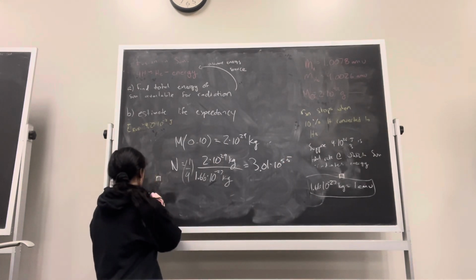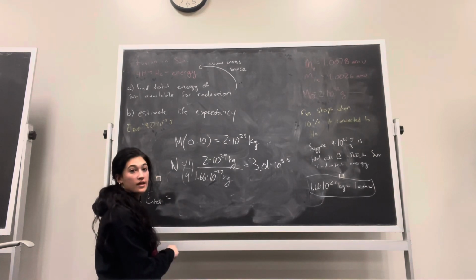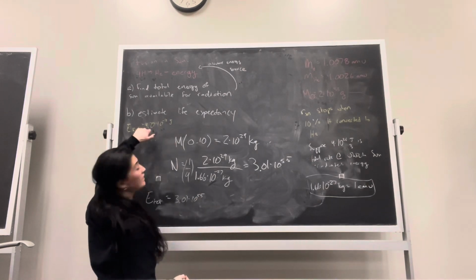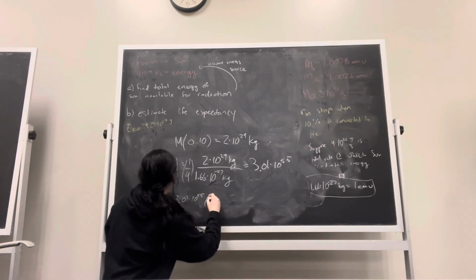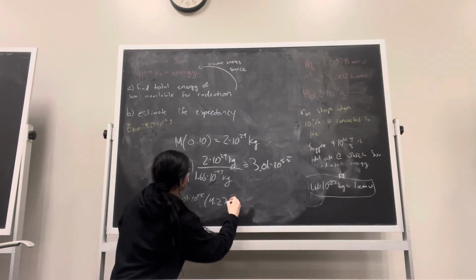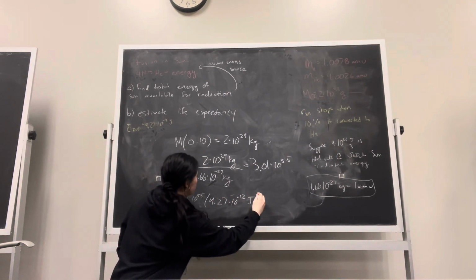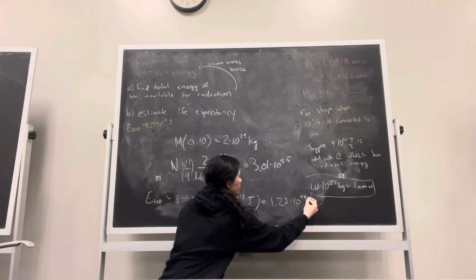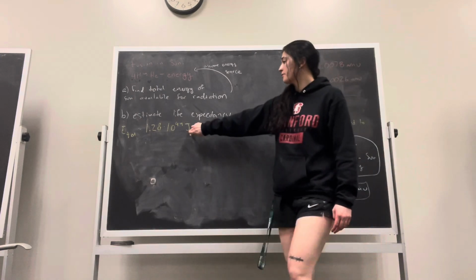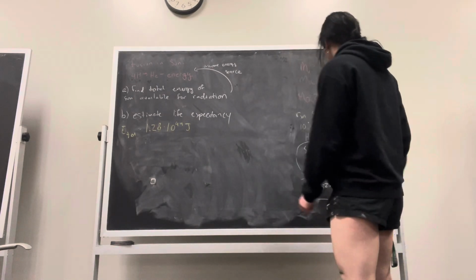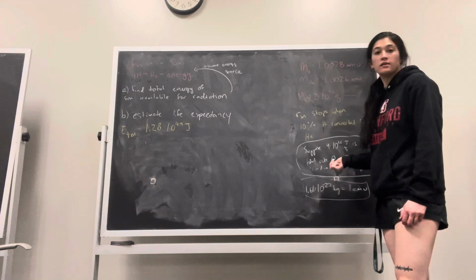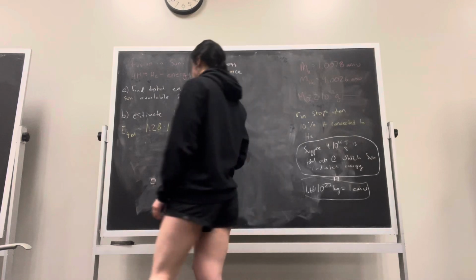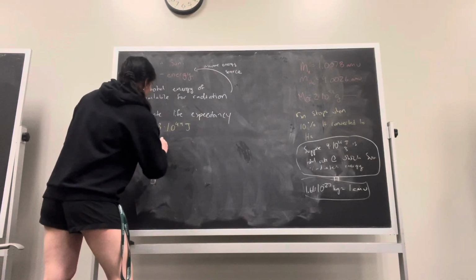Now, to get our E total, we take the number of times this happens, 3.01 times 10 to the 55. We multiply that by the energy of the fusion reaction, which we found earlier, 4.27 times 10 to the negative 12 joules. That gives 1.28 times 10 to the 44 joules. Okay, now we have a value for total energy, and we're also told the rate at which the sun radiates energy. And from this, we can find the lifetime by simply dividing these two.